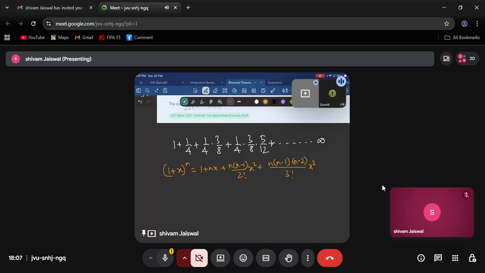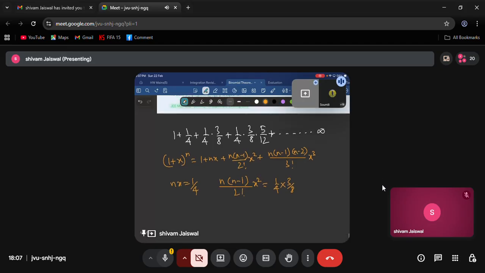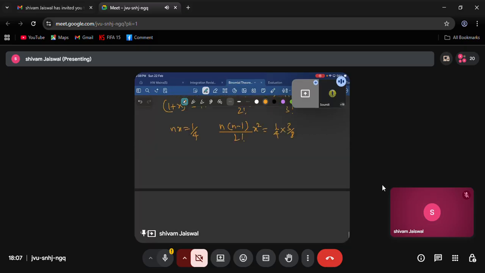Okay, so Shamli, when you compare, what is the value of nx? Tell me. The value of nx is 1 by 4. Nx is equal to 1 by 4. And n into n minus 1 by 2 factorial into x square is equal to 1 by 4 into 3 by 8. From here only we are going to calculate the value of n and x. So from here, what are we getting?